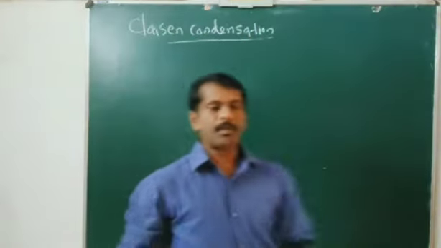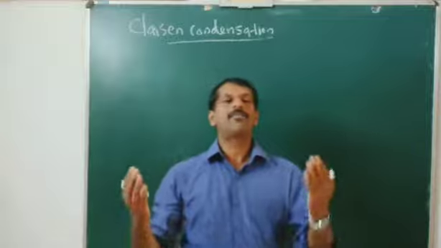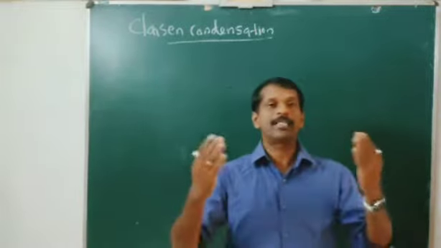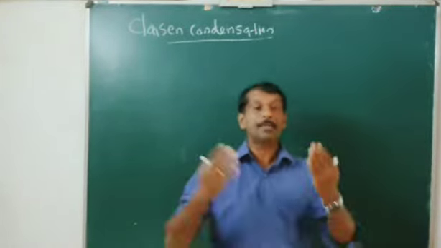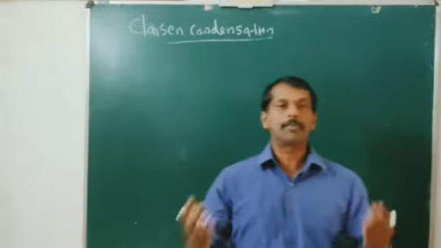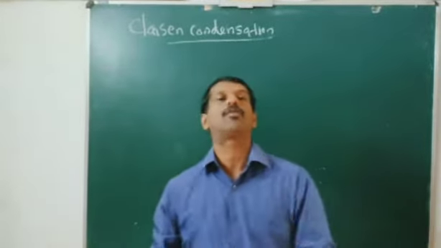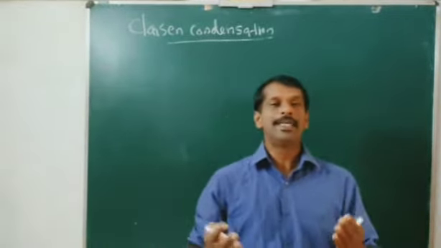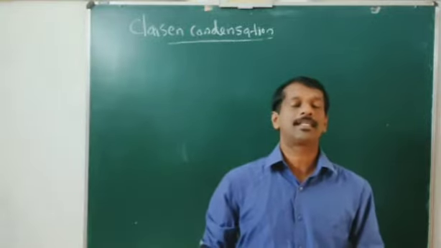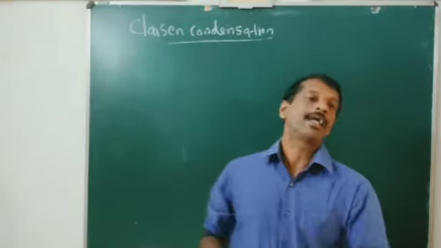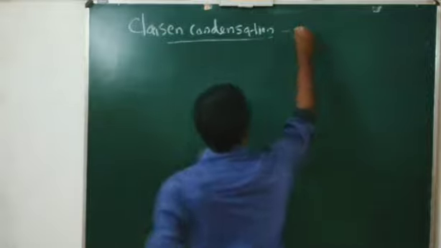So, esters containing alpha hydrogen will undergo self-condensation reaction in the presence of strong bases like sodium alkoxide to give beta keto ester. This reaction is known as Claisen condensation. So, what is Claisen condensation?